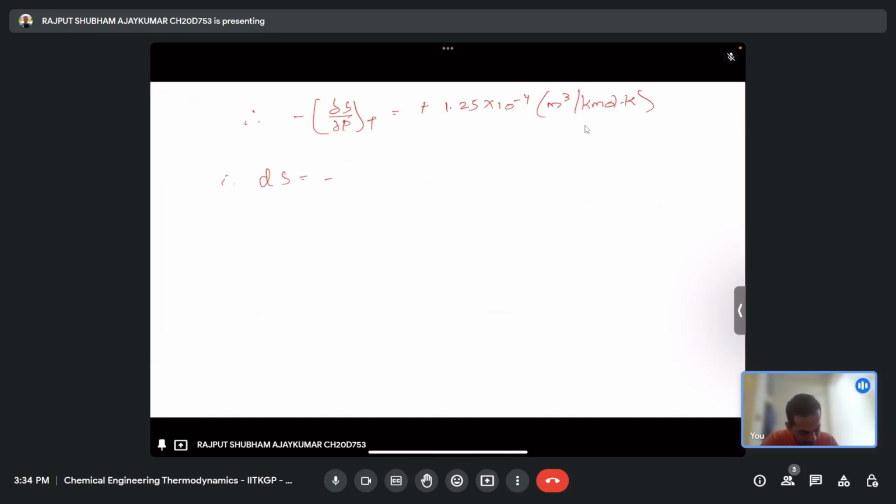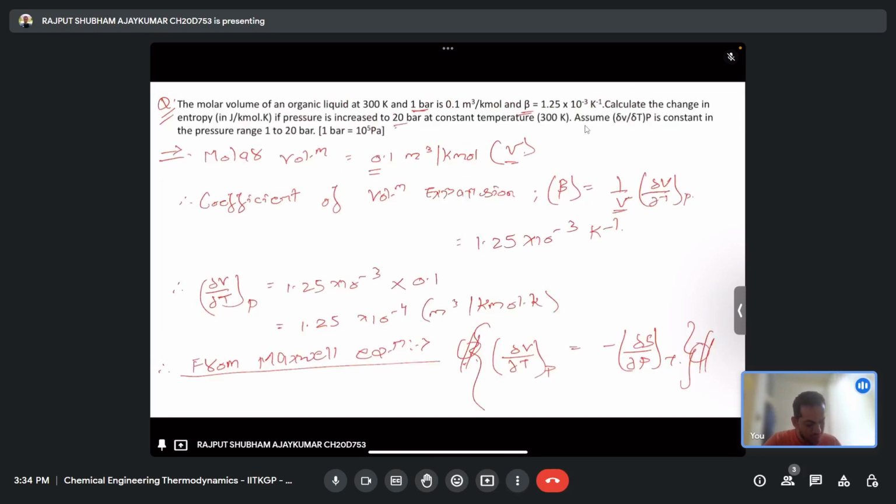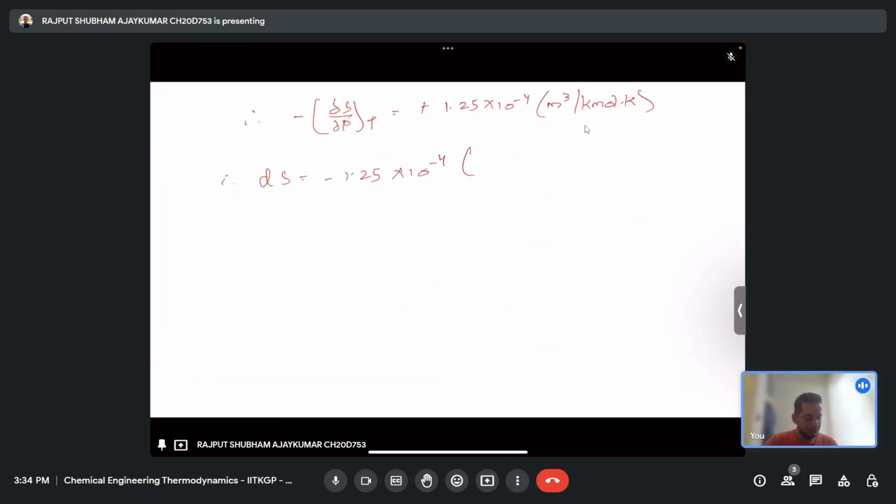So dS equals minus 1.25 into 10 to the minus 4, times the change in the pressure, which is given to us: P1 is 1 bar, P2 is 20 bar. So the change in pressure is P2 minus P1, 20 minus 1 bar, and 1 bar is 10 to the 5 Pascal, so convert it into 10 to the 5. Therefore dS, if you calculate this, comes out to be minus 237.5 joule per mole Kelvin. So we have converted into Pascal and taken the unit of joule.